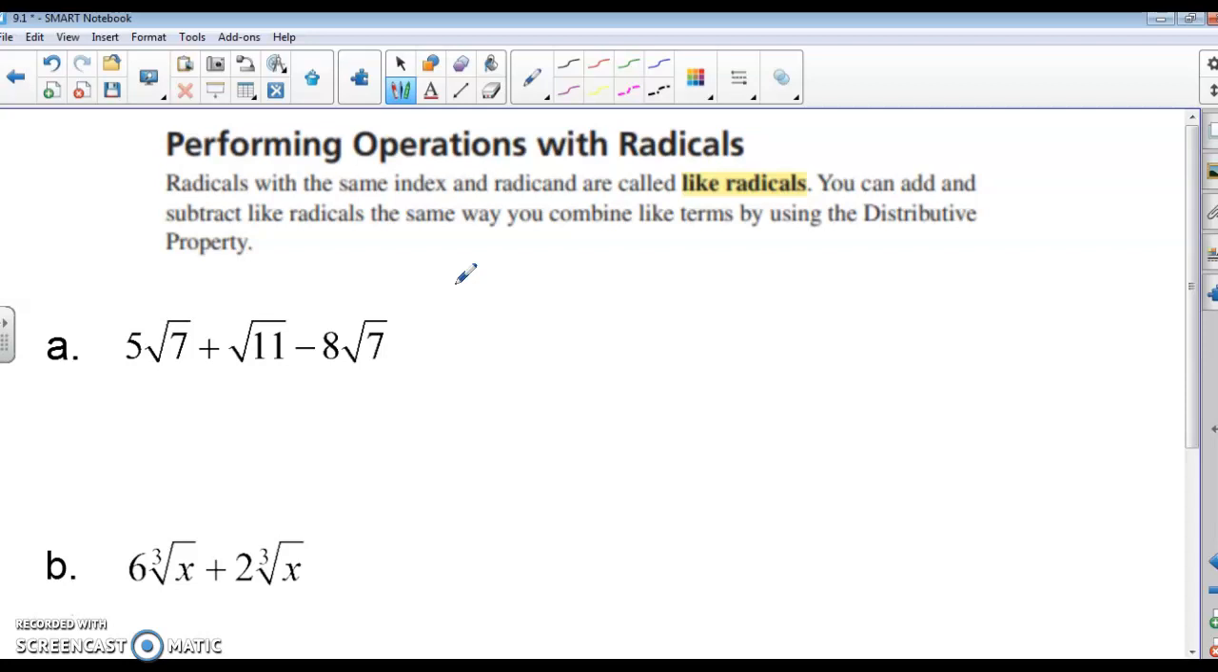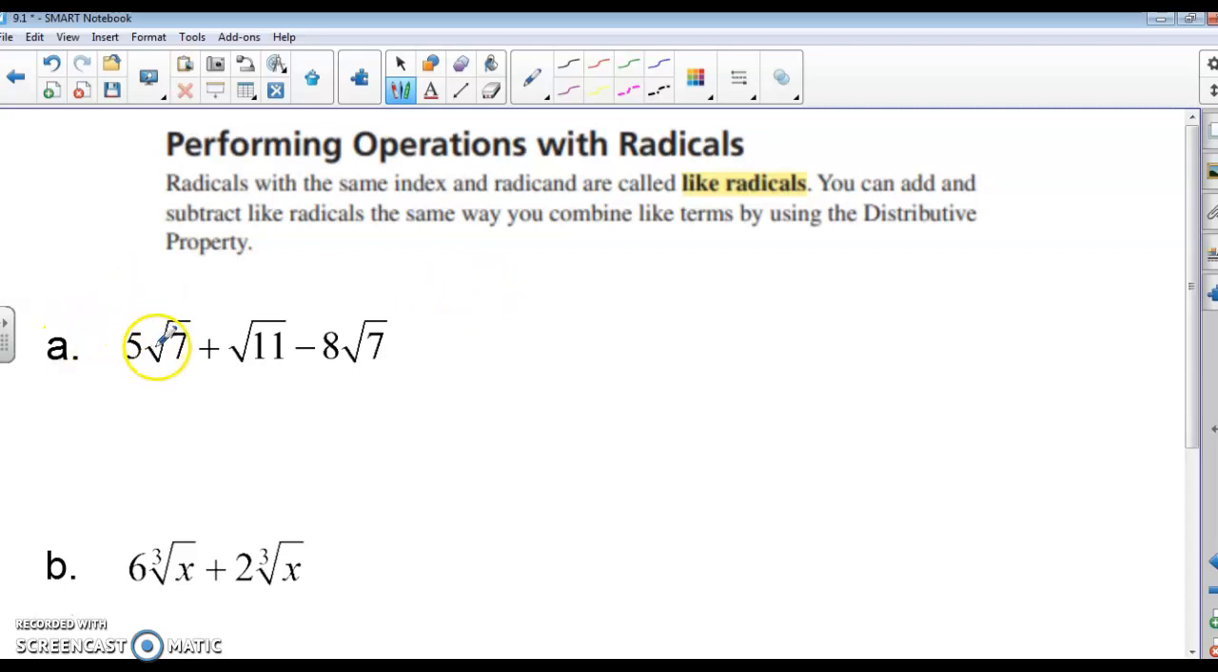So the way that this works is to combine radicals, you need like terms. So it's like when you add 2x plus 3x, they both have x, so you're able to add the coefficients, the number in front. Same thing's happening here, but instead of the same variable, you need the same radical.